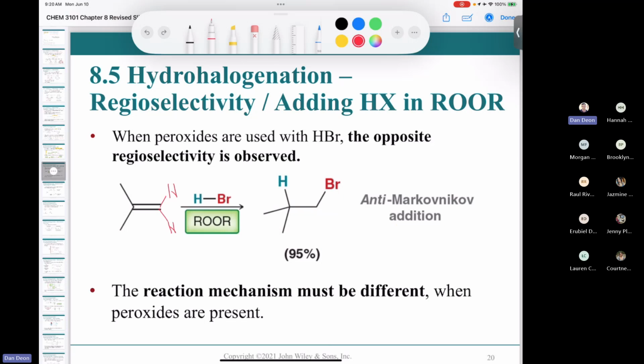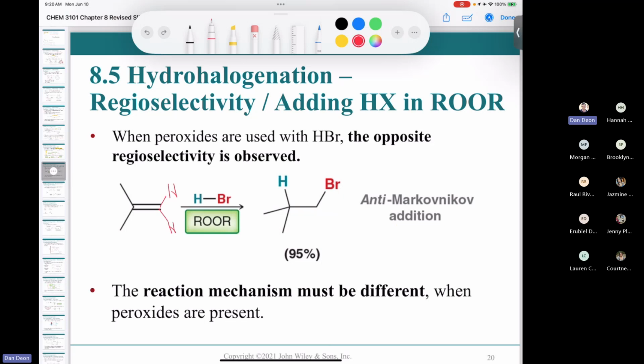And again, he studied this for a long time, and he couldn't figure out why. He had all these different theories, and people thought maybe it had something to do with the weather or the moon or something. And it turned out it had to do with the solvent that he was running the reaction in. If the solvent was purified, he always got the Markovnikov product, whereas if it wasn't pure, he ended up with the anti-Markovnikov product.